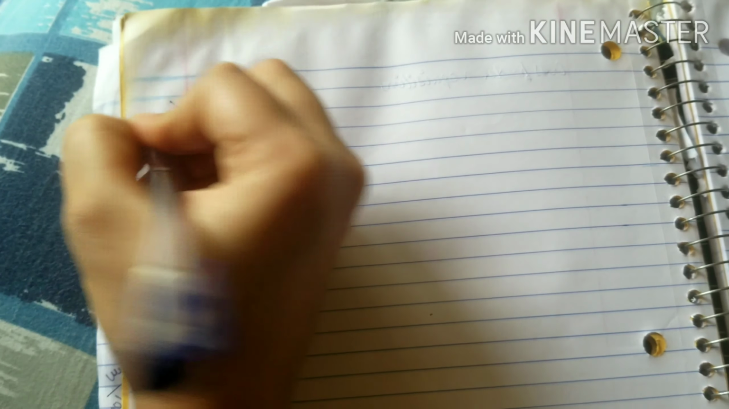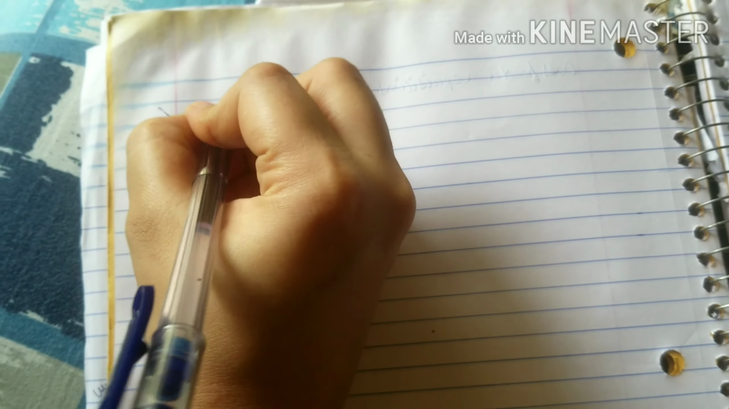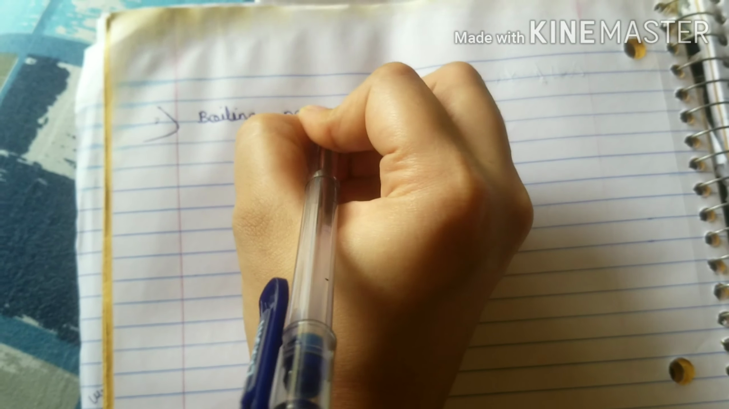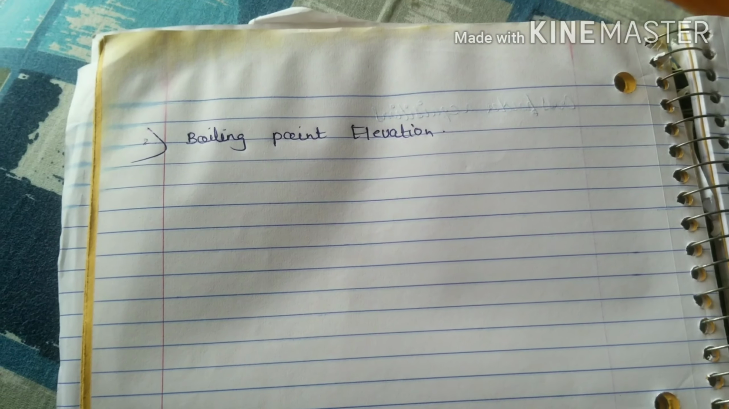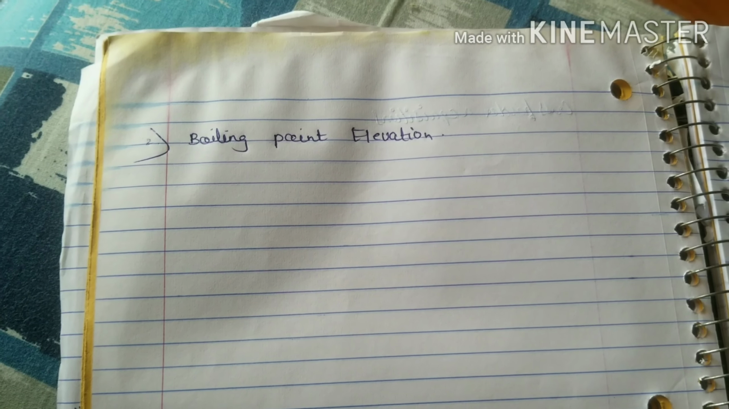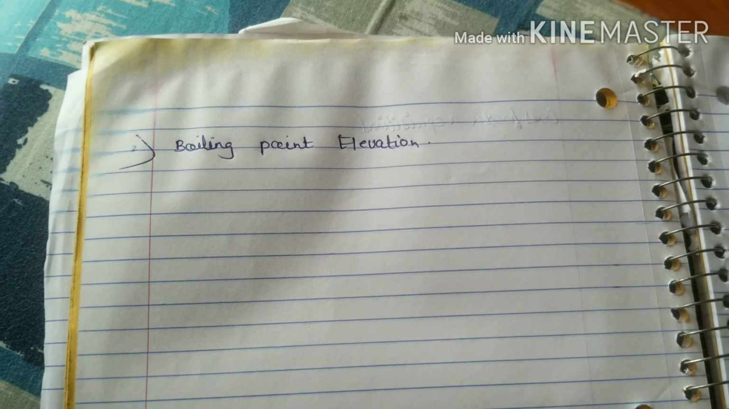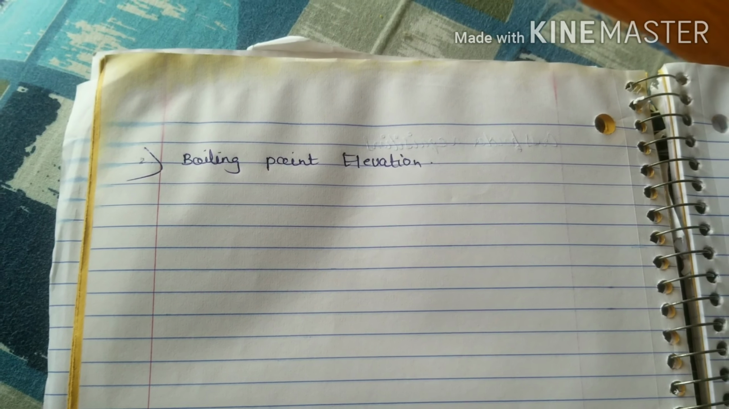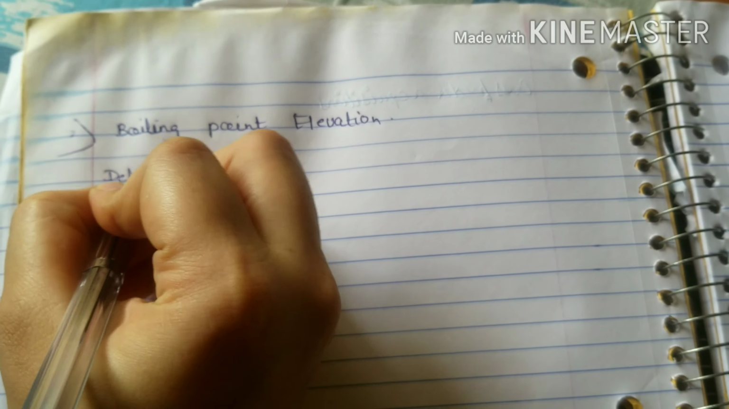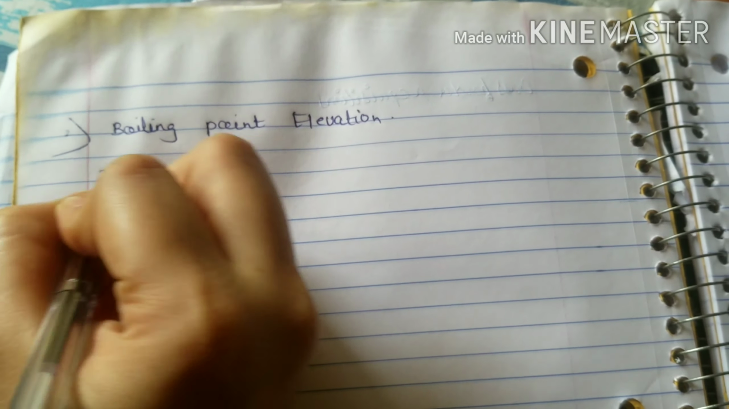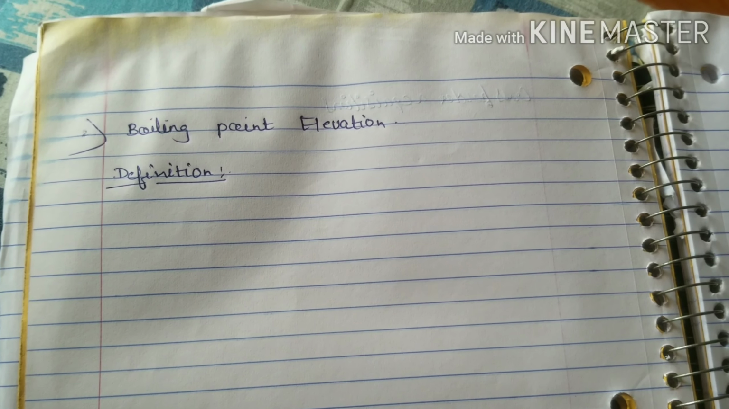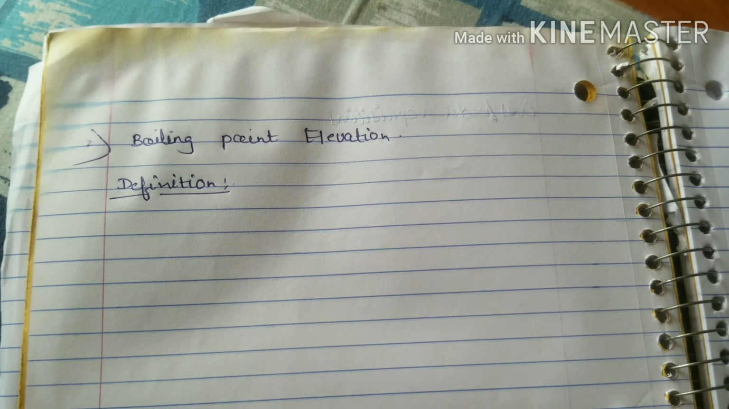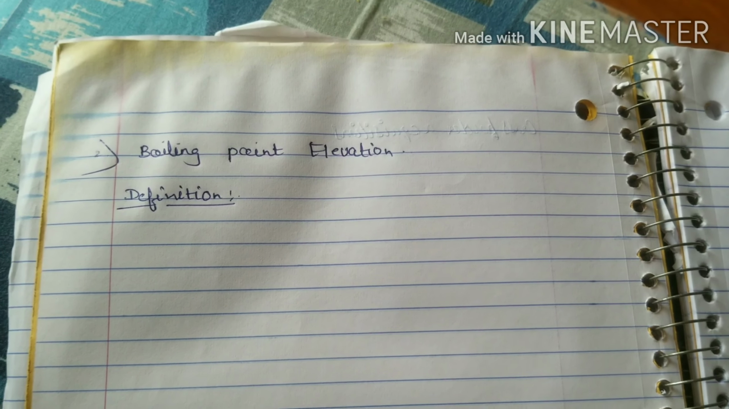Now we move on to the second colligative property, that is boiling point elevation. Now you know the meaning of boiling point, and elevation means you're going to bring about a rise in the boiling point. Now, what is the definition of boiling point? It says that the temperature at which the vapor pressure of a liquid becomes equal to the atmospheric pressure is when you get the boiling point of a particular liquid.